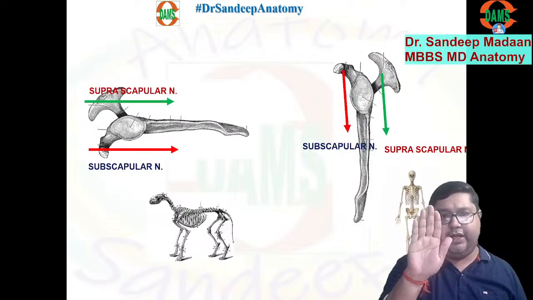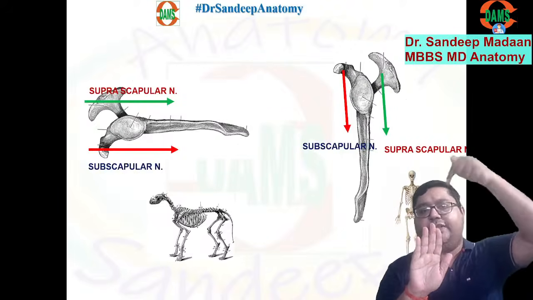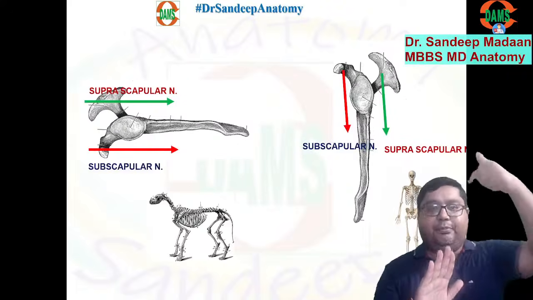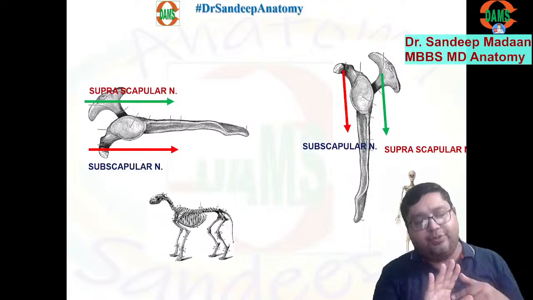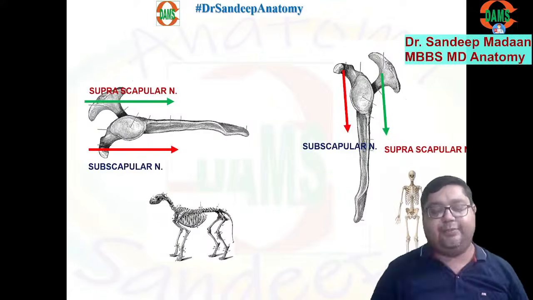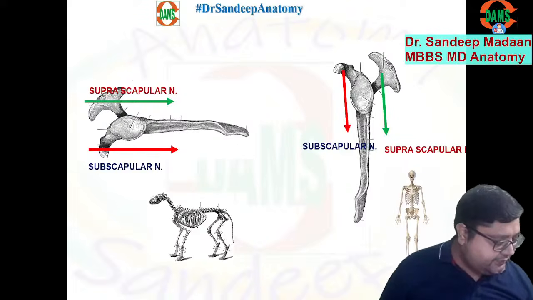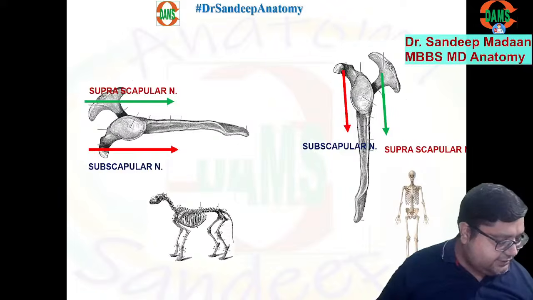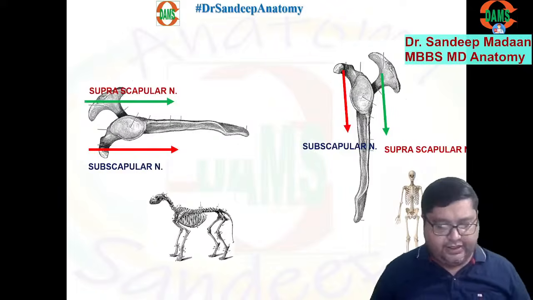Now, if I ask you quickly, who is in front? In front of the scapula, the answer is subscapular. Behind the scapula, the answer is suprascapular. And medial to the scapula, the answer is dorsal scapular. Is it all clear, beta? Everyone? All clear? Yes? Very good.